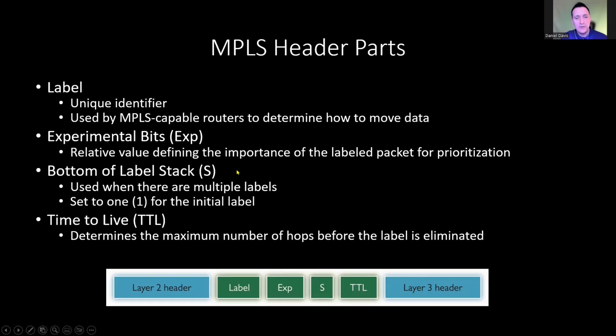The experimental bits, this is a relative value defining the importance of the labeled packet for prioritization. The stack, so sometimes there are multiple labels sandwiched between the layer 2 and layer 3 header, and this will just let the devices that are handling it know which label in the stack they're dealing with. It is set to 1 for the initial label. TTL, this is a term we've heard before, and in this case it means basically the same thing. It's just the maximum number of hops before the label is eliminated. It stands for time to live.